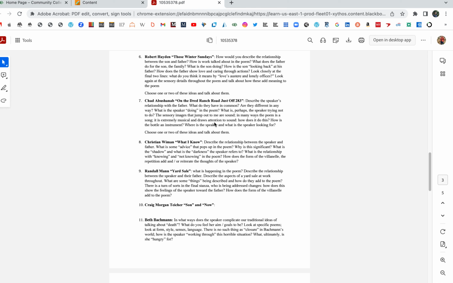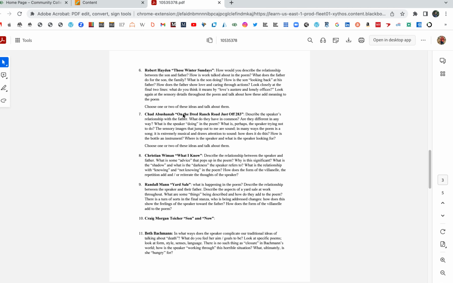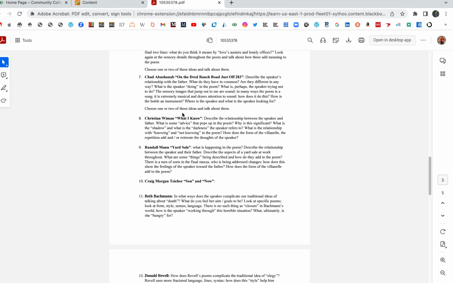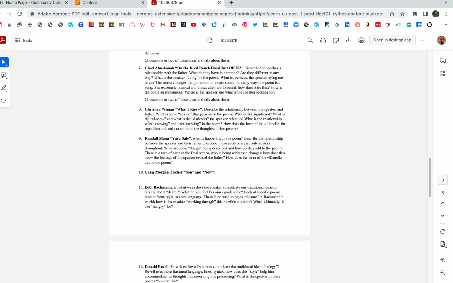What's the effect of this poem being in a sonnet form? Similarly, Haydn's a sonnet, Chad's is a sonnet, the second Emmanuel's a sonnet. Again, one or two of these ideas and talk about them. We're moving into some villanelles now.